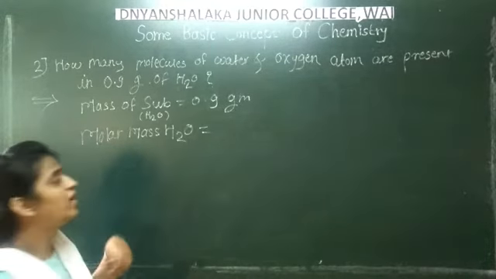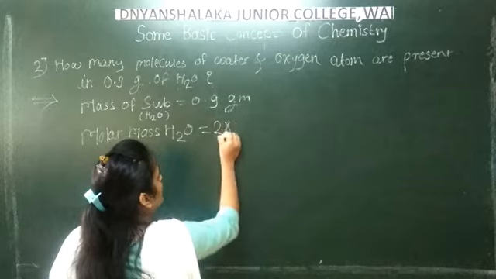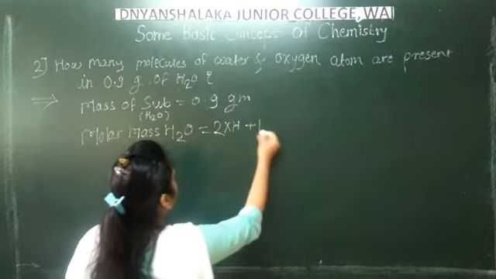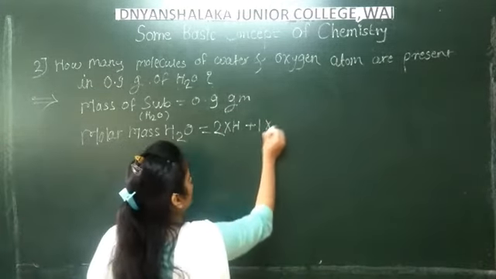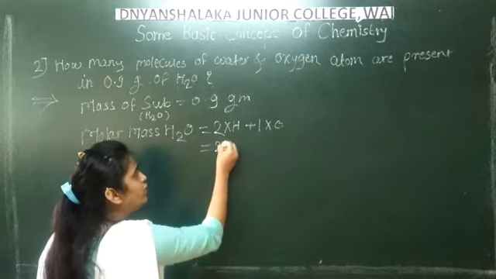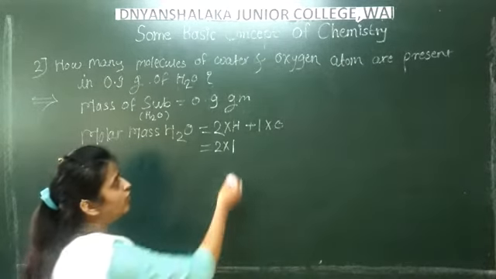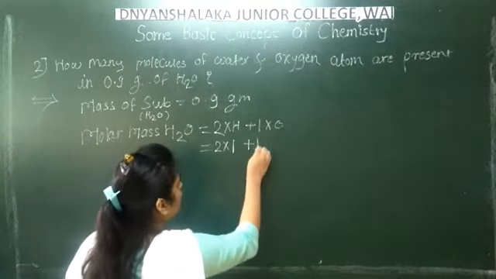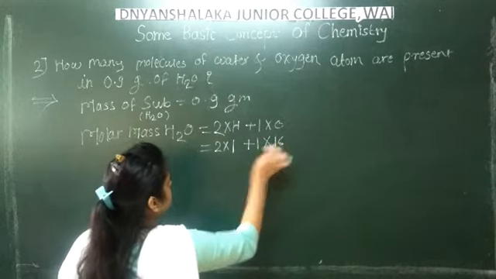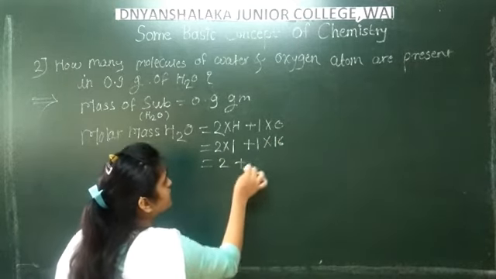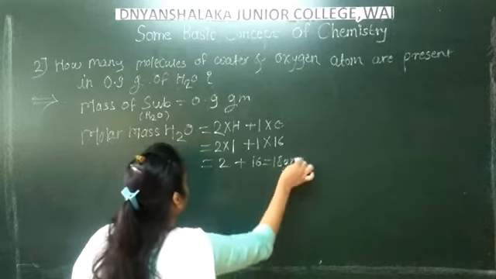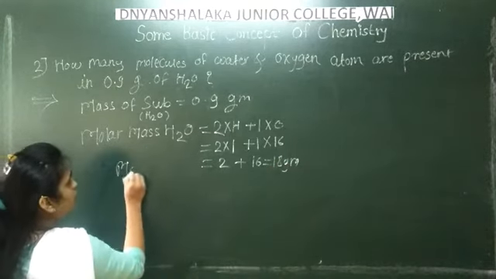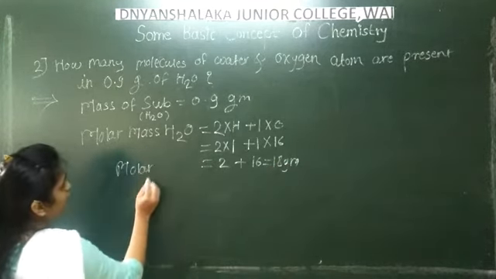So 2 atoms of hydrogen into the atomic mass of hydrogen plus 1 atom of oxygen into the atomic mass of oxygen. So 2 into atomic mass of hydrogen 1 plus 1 into atomic mass of oxygen 16. 2 ones are 2 plus 16 ones are 16. So we get 18 gram. 18 gram is the molar mass of the water molecule.